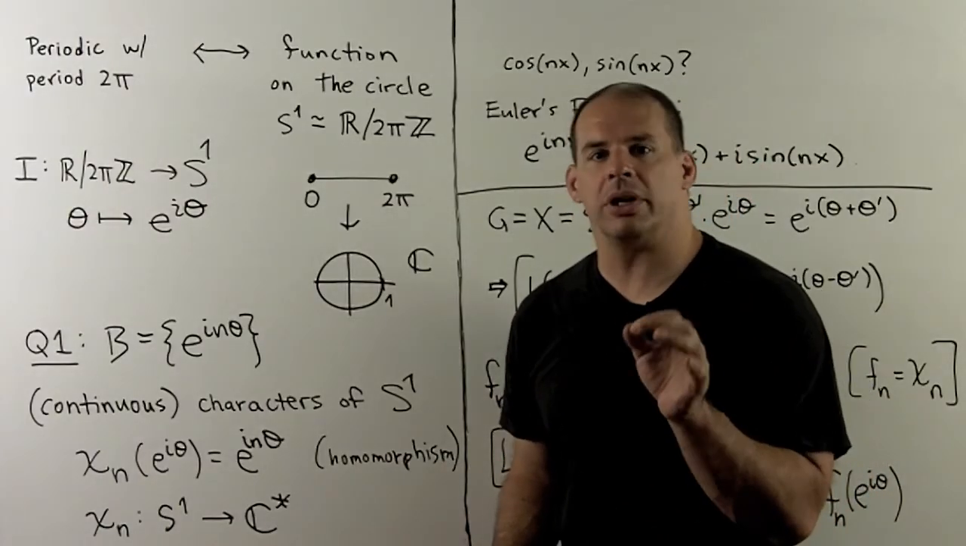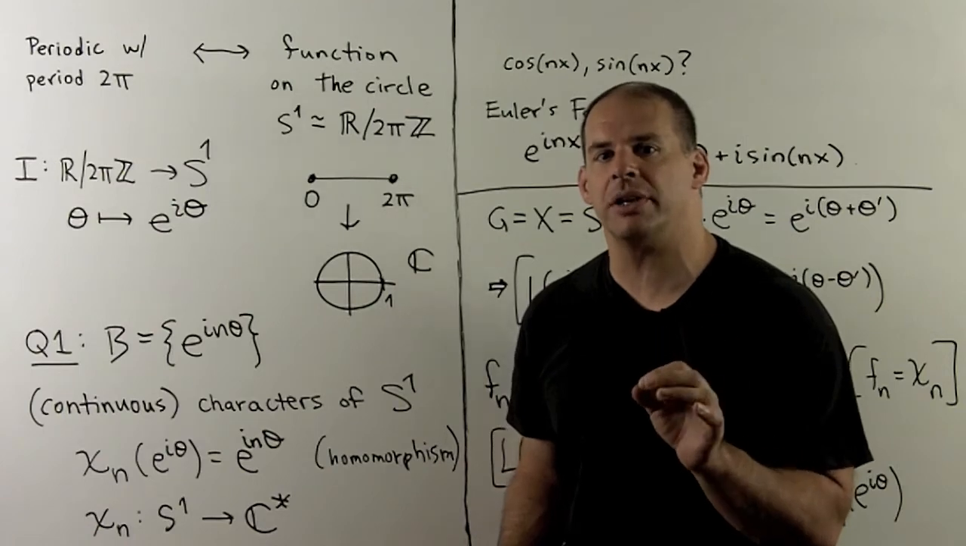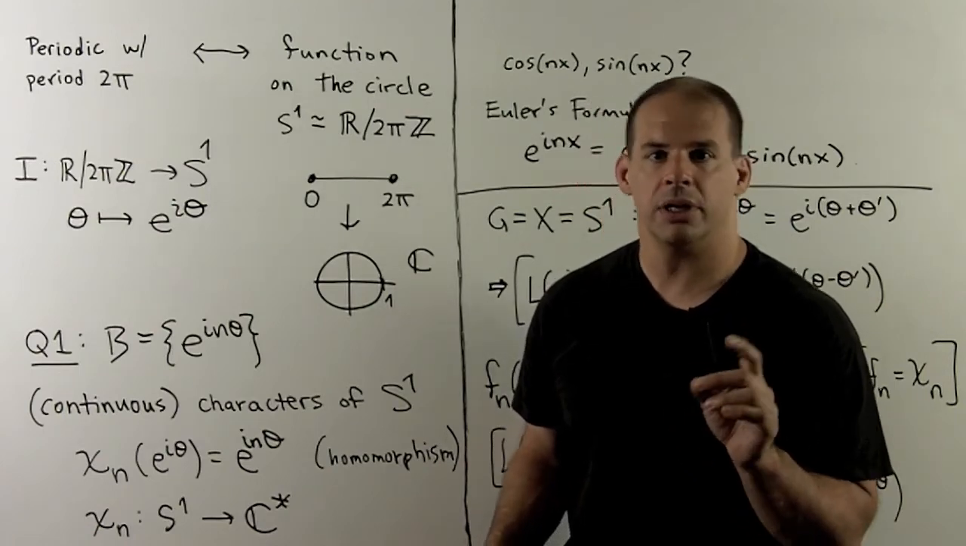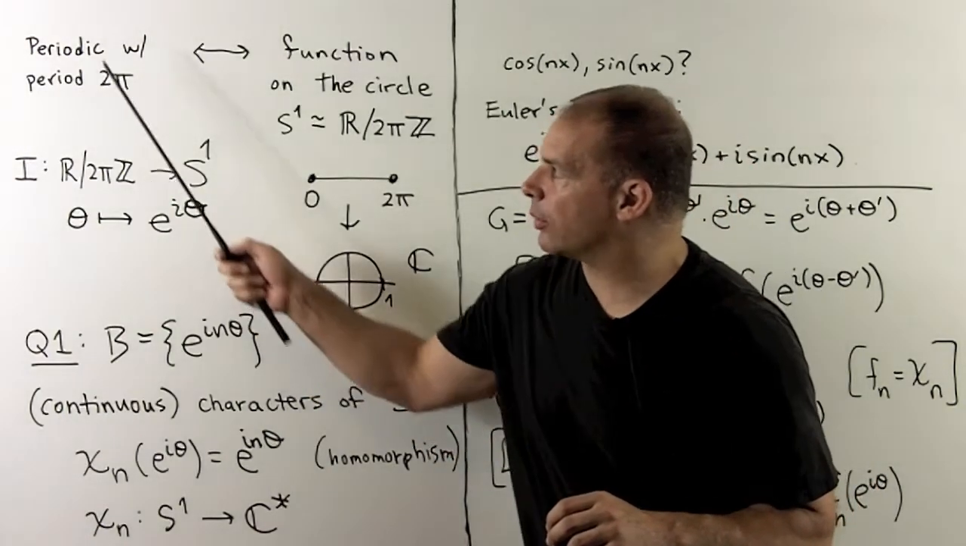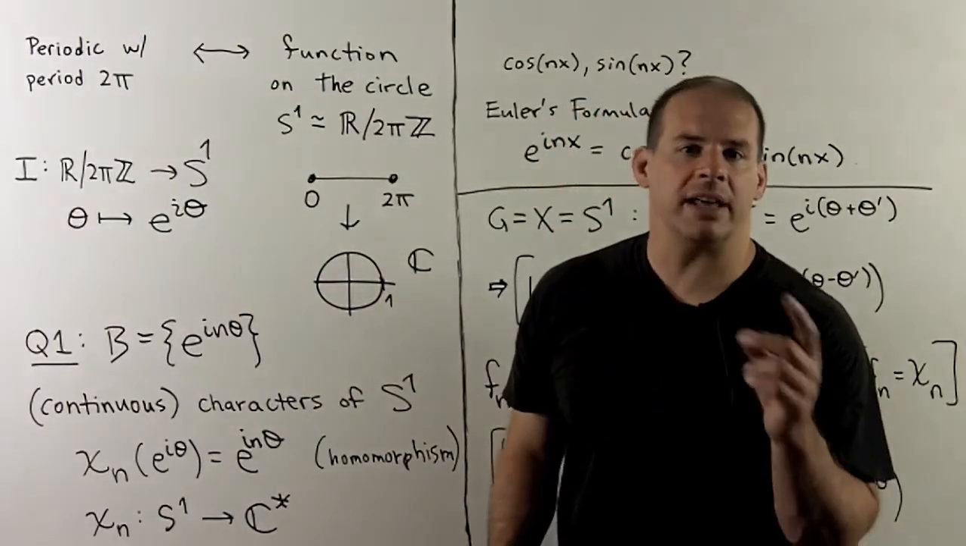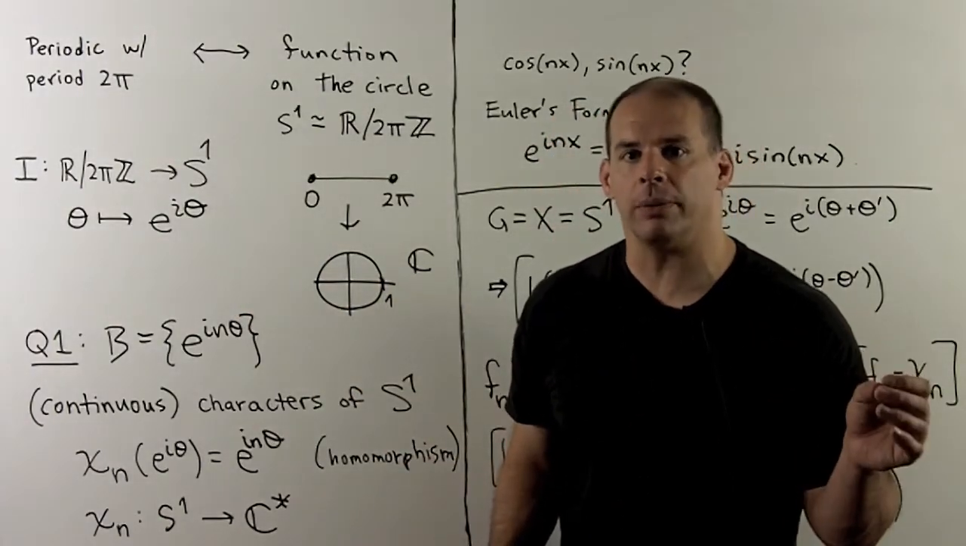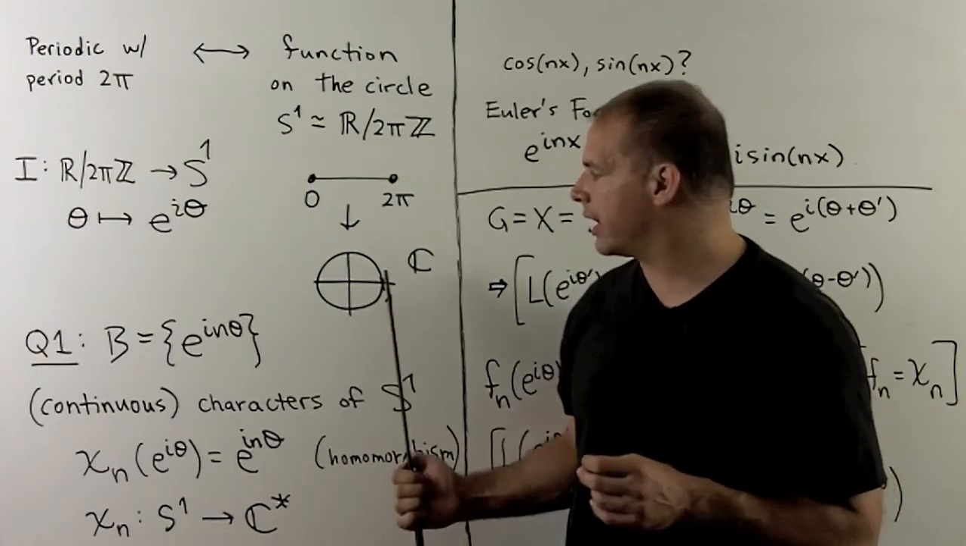We can recast the previous picture in terms of the representation theory of the circle group. So, if we have a function periodic with period 2 pi, we can identify that with a function on the circle, specifically the unit circle in the complex plane.